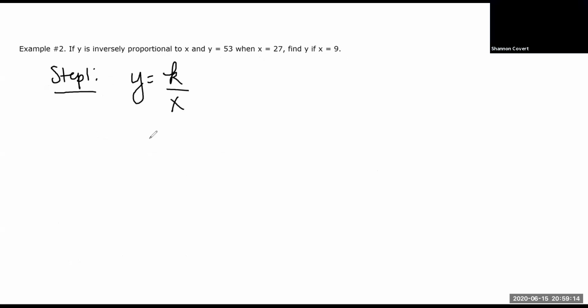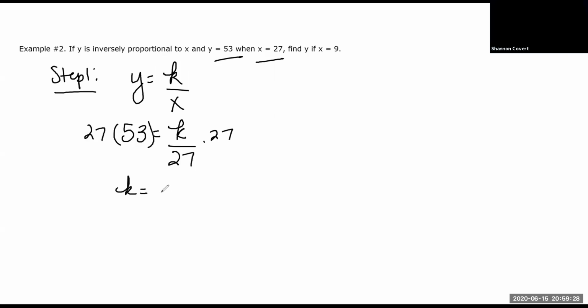I'm going to replace y with 53. 53 equals k over x, which is 27. Multiply both sides times 27. My k value is 1,431.